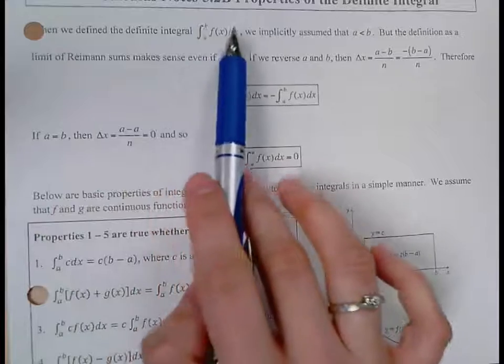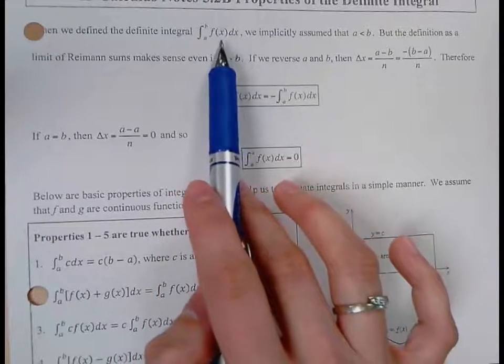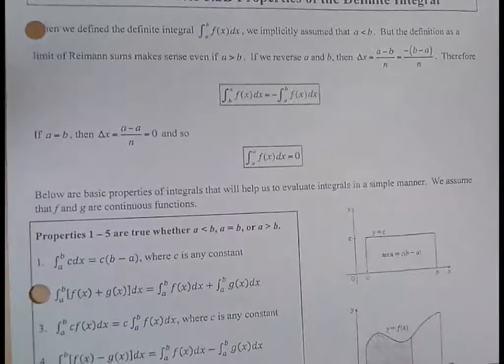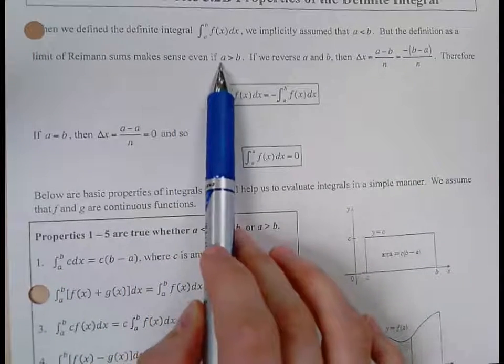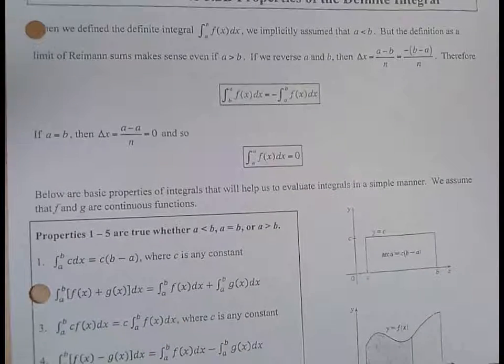When the definite integral from a to b of f of x dx was defined, we were implicitly assuming that a was less than b. So if you have an interval from a to b, a is assumed to be the smaller number, b is assumed to be the larger number. So the definition as a limit of Riemann sums makes sense even if your a value is greater than your b value, if they're flipped around.